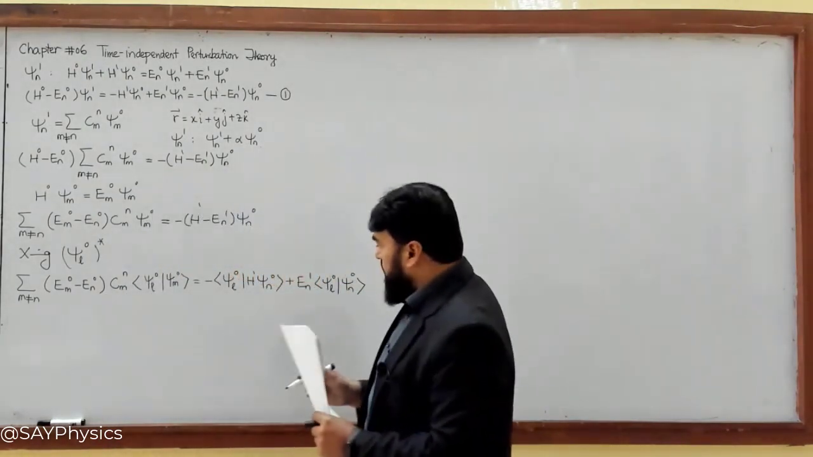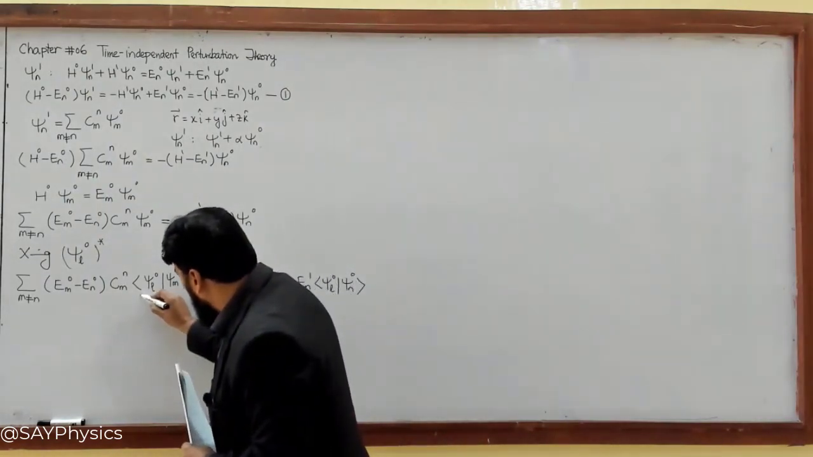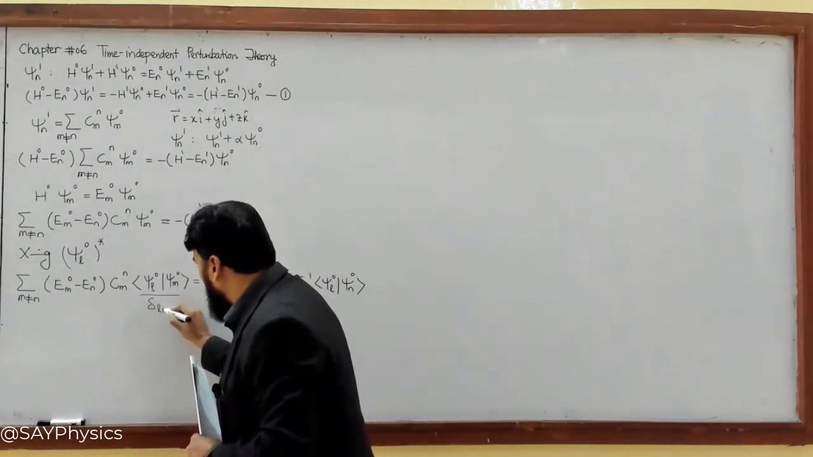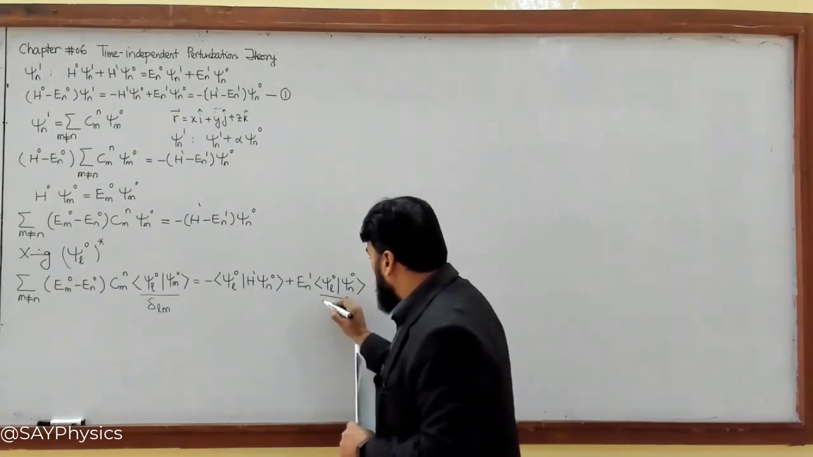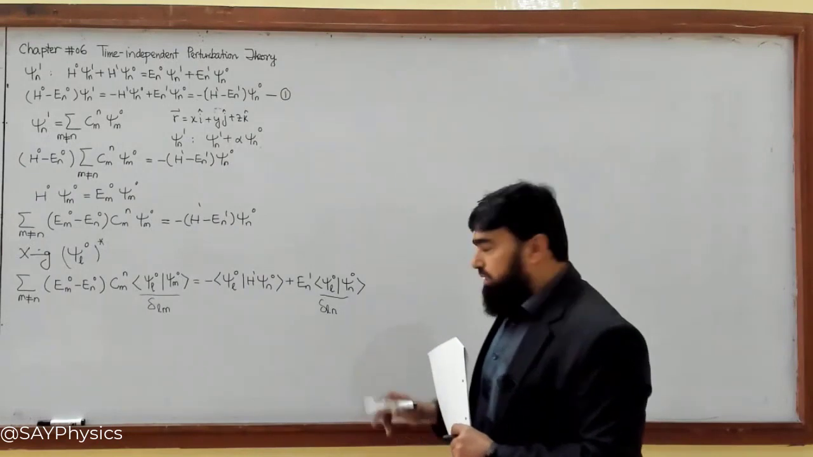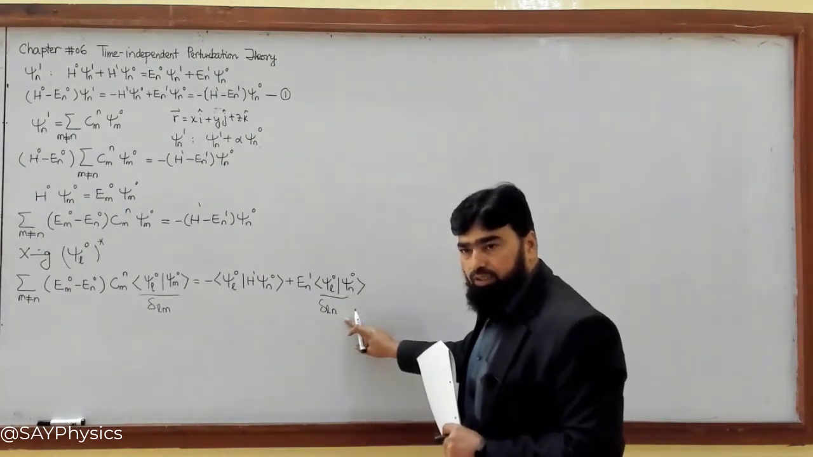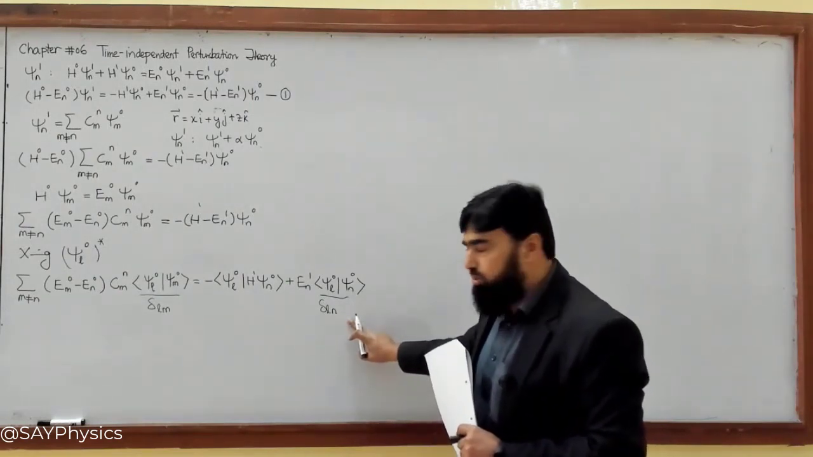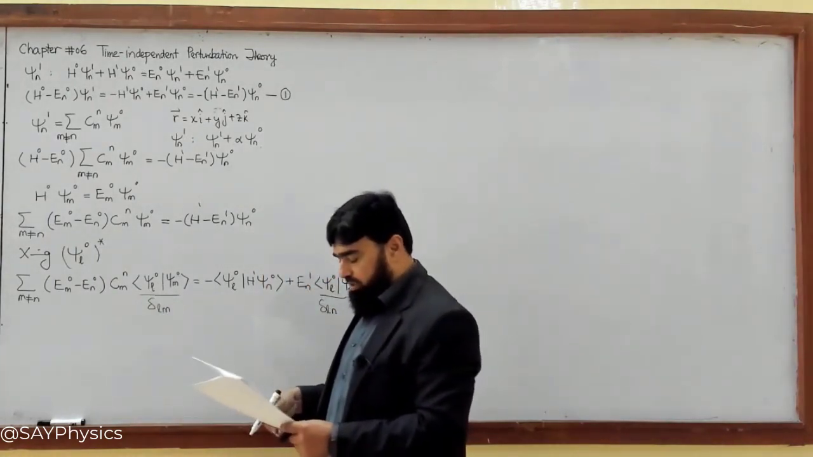Now look here: this one is delta LM and this one is delta LN, because if L and N are the same indices, this will be 1. If they are not the same indices, this will be equal to 0. Similarly for this one as well.